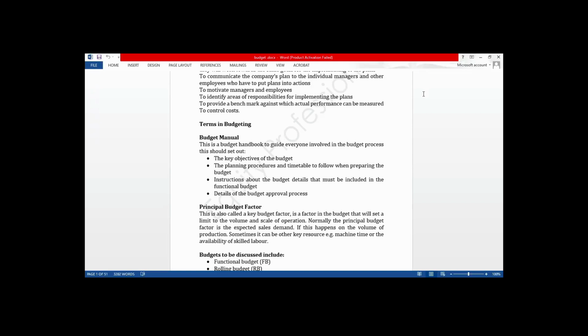Now, the number of students is our principal budget factor in equity professional. This factor is limiting our volume of operation and is limiting our profits. So please note, whatever limits a company's profit is what we refer to as the principal budget factor. For most companies, it is the sales volume. However, there could be other factors.